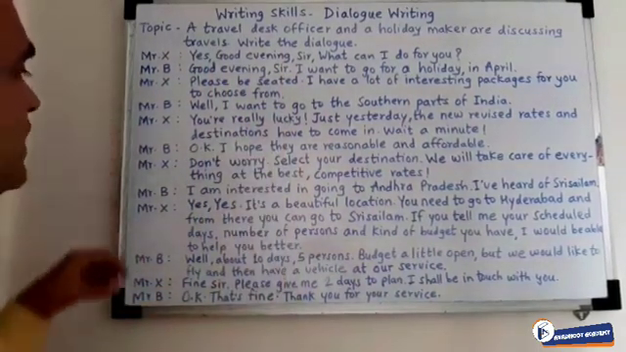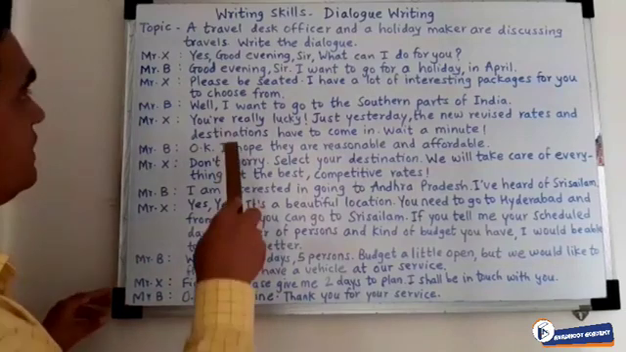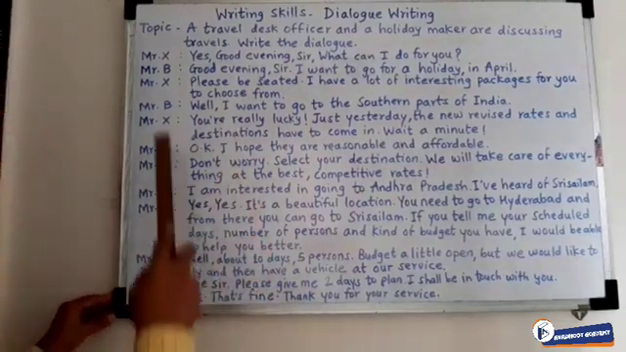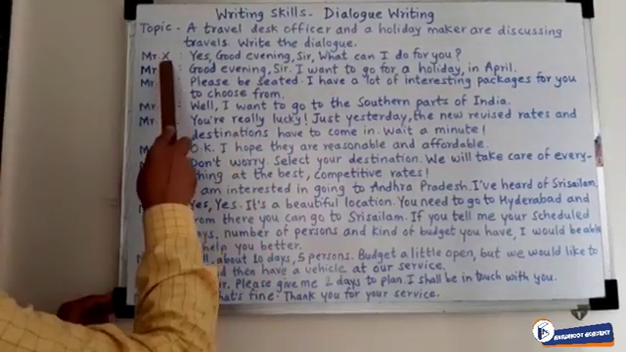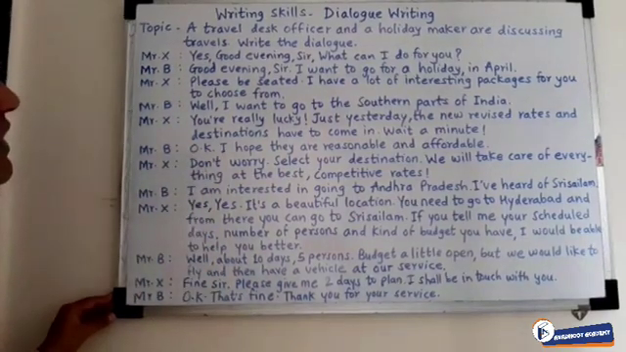The answer is given here. In this lecture we will see how they make the dialogues. So Mr. X and Mr. B, both persons, are discussing with each other on the topic of travels.